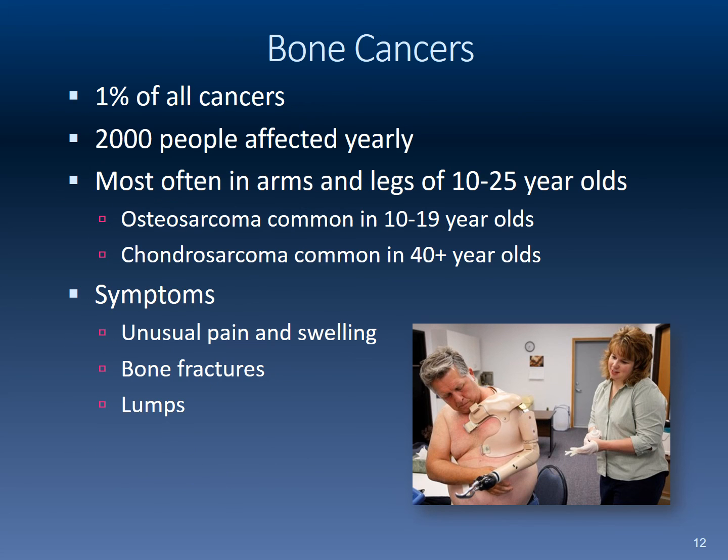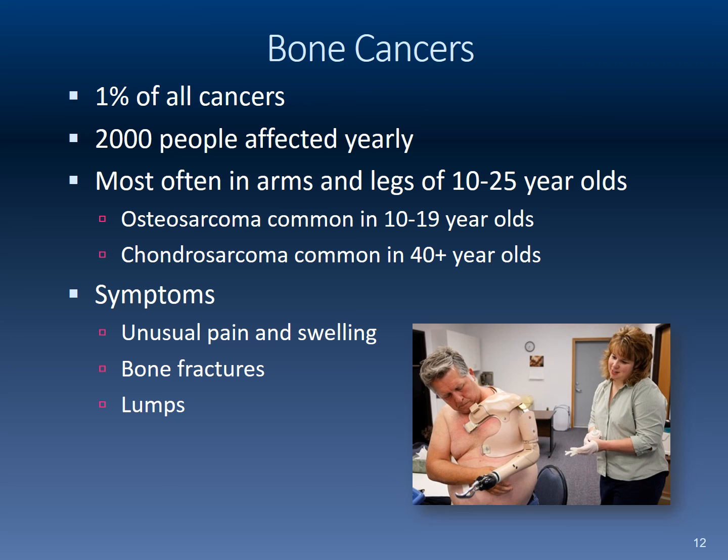Bone cancer constitutes 1% of all cancers, with approximately 2,000 people afflicted yearly. Bone cancer can begin in any bone in the body, but most often it is found in the arms and legs of 10 to 25-year-olds. Several types of bone cancer exist. Some types occur primarily in children, while others affect mostly adults. Osteosarcoma is the most common in 10 to 19-year-olds, and chondrosarcoma in 40-year-olds and older.